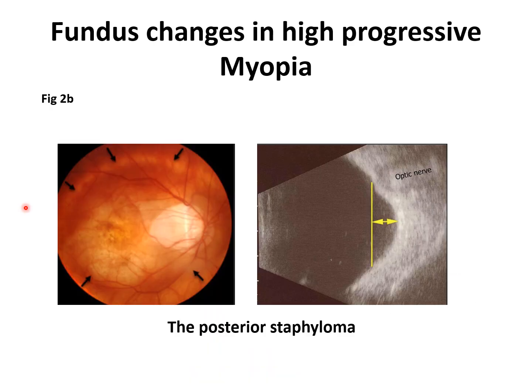Here we see the bulge of the posterior coats of the eyeball. Try to appreciate the parallax between this part and this part of the fundus. And this can be also illustrated on a B scan. Look at this bulge. This is a posterior staphyloma.